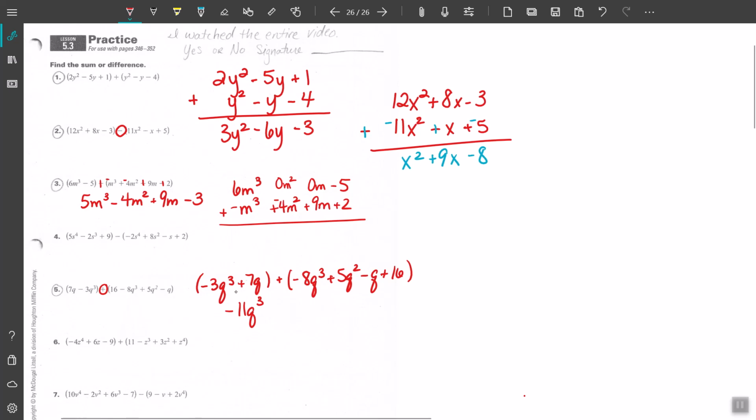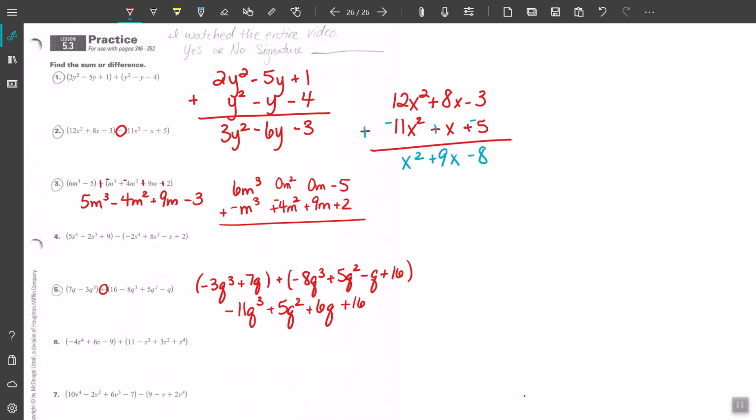I don't have a q squared in this first polynomial, so I'm going to come over here and rewrite the one that's from the second polynomial. I have a 7q in the first polynomial and negative q in the second, so that'll give me 6q. I don't have a constant in the first, so I'm going to rewrite that constant that is there in the second one.